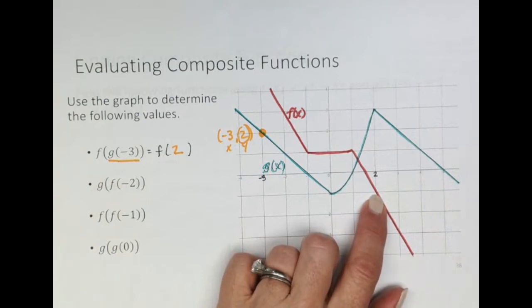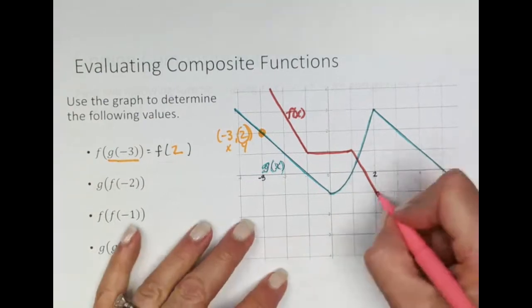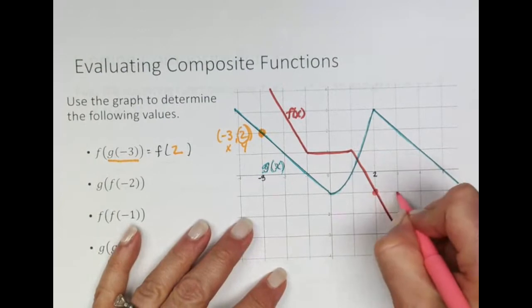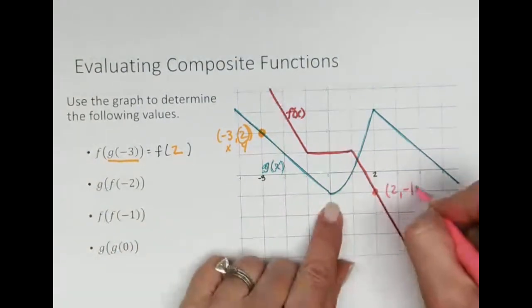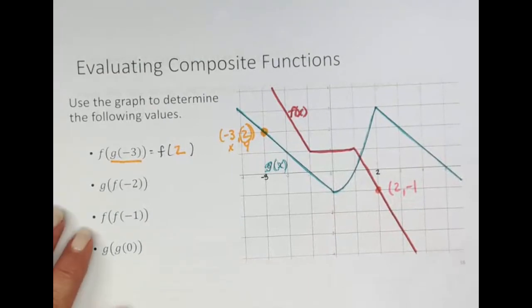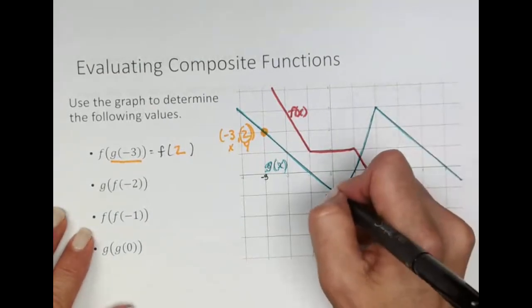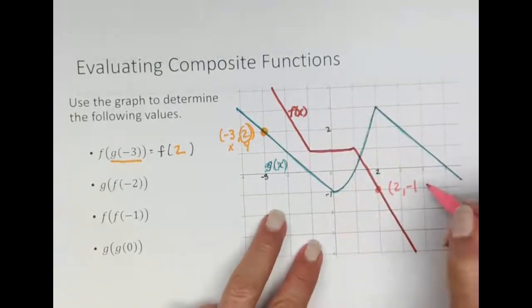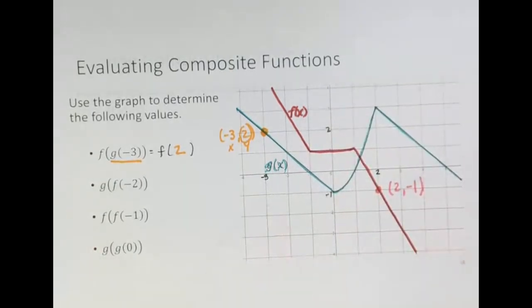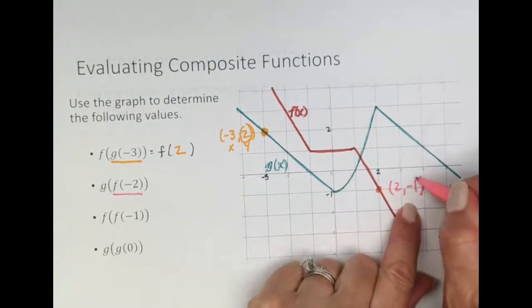We'll make that pink. So the coordinates of that point are 2, and the y is -1. Kind of hard to see some of these values, but there's a -1 right there. So we now know what f of -2 is. F of -2 is the y-coordinate of the point. It's -1.